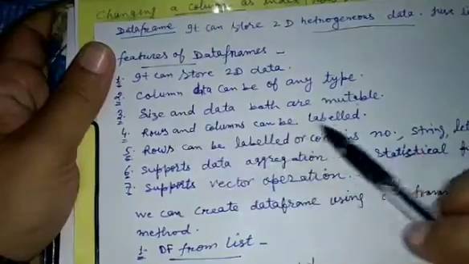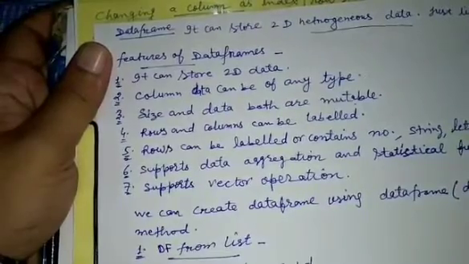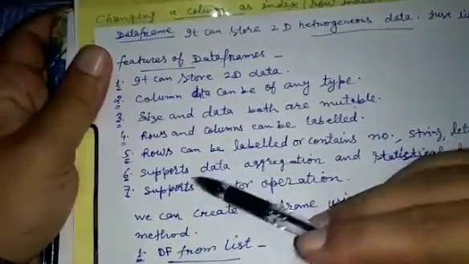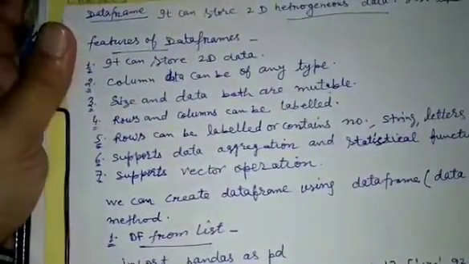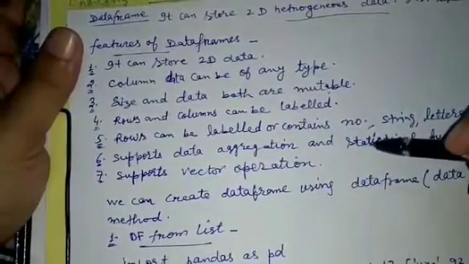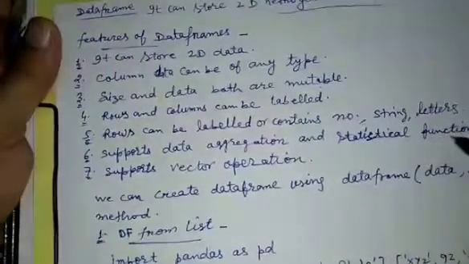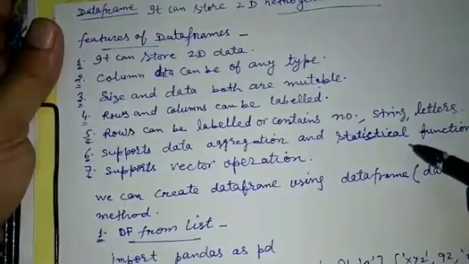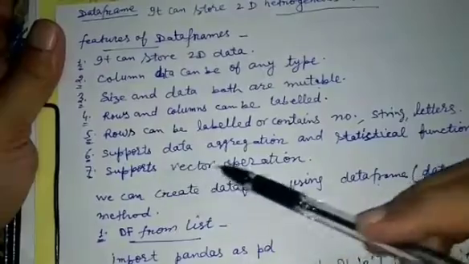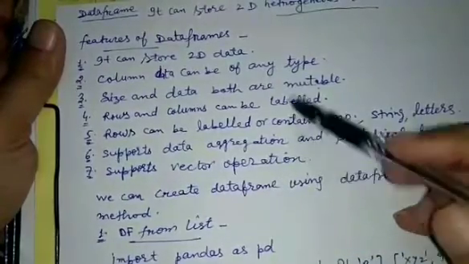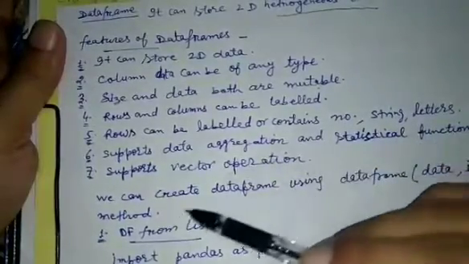Rows and columns can be labeled. As I told you just now, we can rename the rows and columns. It supports data aggregation and statistical functions. Aggregation functions are sum, average, max, min, and statistical functions are mode, median, covariance, etc. It supports vector operations. So these are some of the features of data frame that we have discussed now.